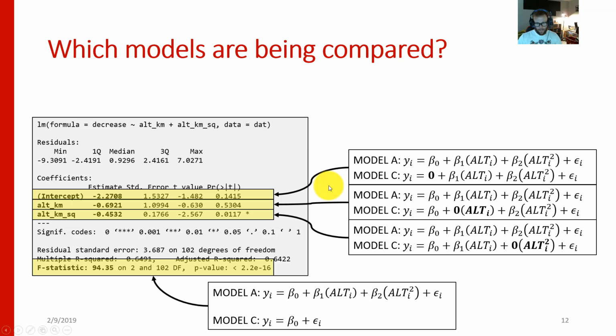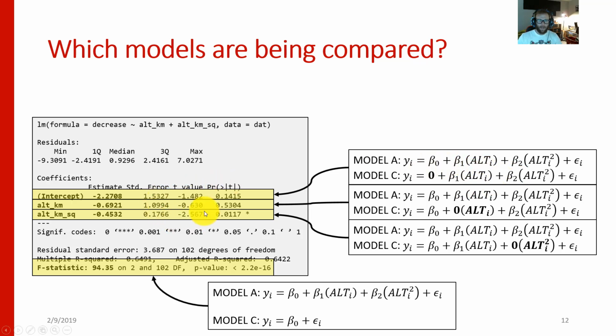And similarly for the intercept, right, that's a model that has everything in it compared to a model that has everything in it except the intercept. So we force that intercept to be zero, and we say, does this model explain the data statistically better than a model that forces the intercept to be zero, controlling for the linear and quadratic effects of altitude?